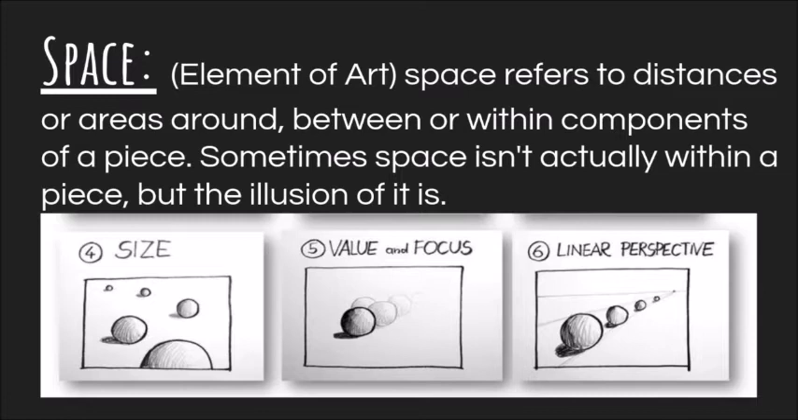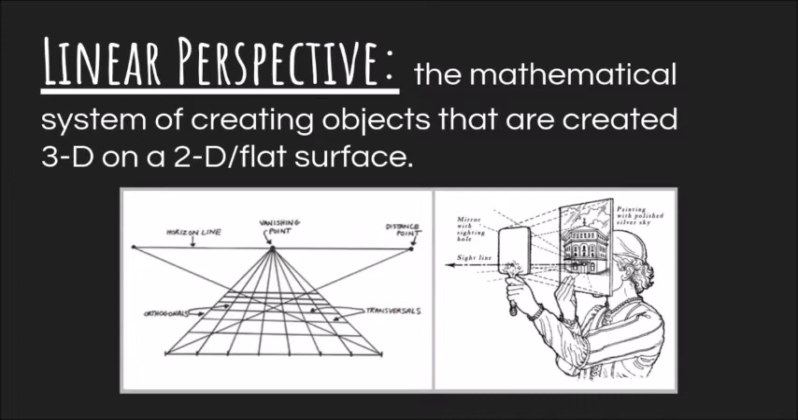And then we have, finally, linear perspective, and that's the one we're going to be focusing on a lot, okay? Creating the illusion of space by using lines, right? Linear perspective is the mathematical system of creating objects that are 3D on a 2D flat surface, okay? And this is a bunch of mumbo jumbo right now, but soon it will make sense, I promise.